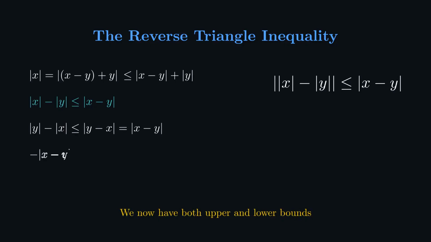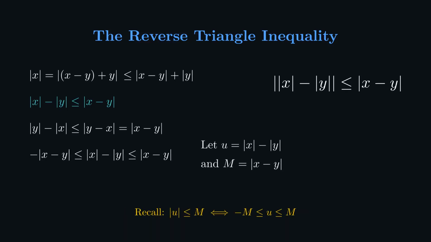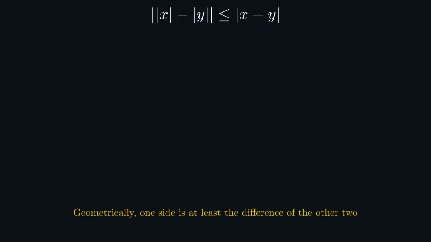Recall the definition of absolute value. Showing a value lies between negative m and positive m is equivalent to bounding its magnitude by m. We have just established exactly these conditions for the difference of norms. This completes the proof of the reverse triangle inequality.